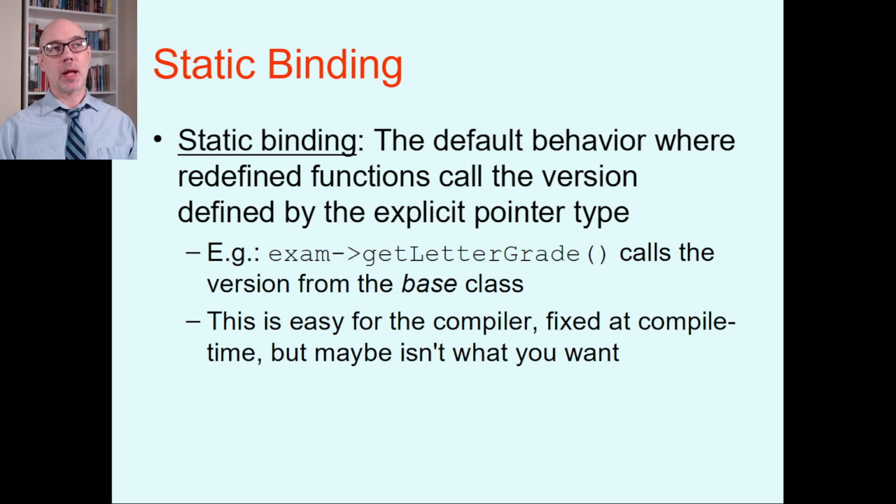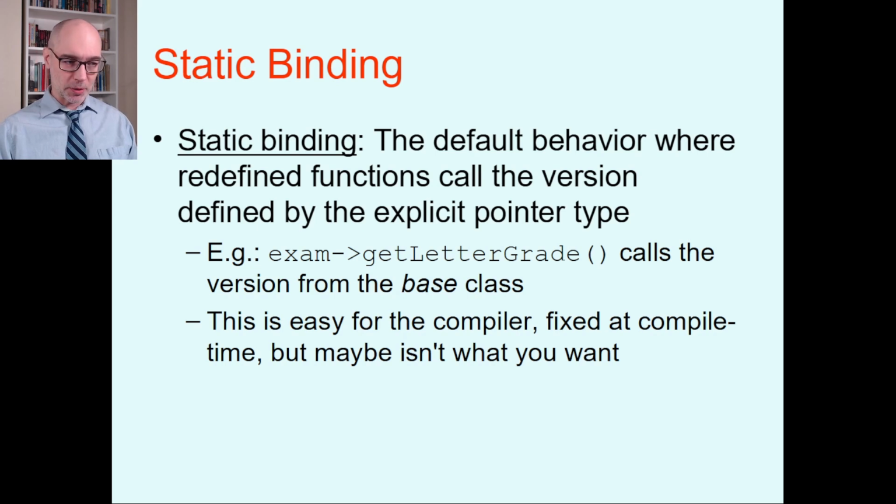Now, the reason why that's the default in C++ is that this is very easy for the compiler. It can just look at the type of the pointer when it was declared, which for us would be graded activity pointer. You can fix it at compile time. There isn't any extra work the processor has to do when the program's running, because all that linkage is set when you compile it to object code. It's all set as soon as you compile it. Very easy, right? There's only one thing that's going to be called. There's no variation to it. Super simple. But maybe that's not what you want.